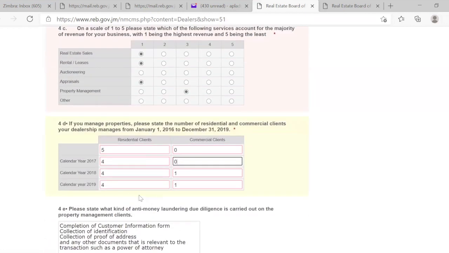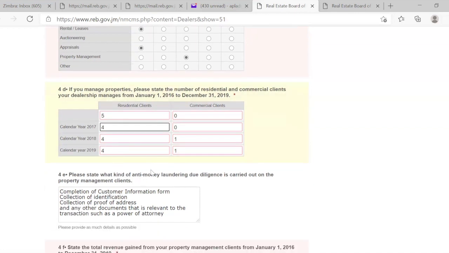Based on the instruction that I read, if you attempt to proceed without inputting information in all these fields, then it will not allow you, because the fields with the asterisk indicate that they are mandatory. So you must input, if you do not practice property management, ensure that you input a 0 in the spaces that are provided here.